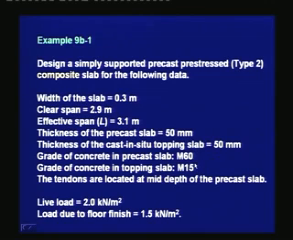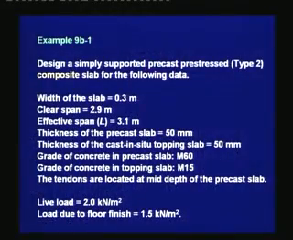The grade of concrete in the precast slab is M60, the grade of concrete in the topping slab is M15. Note that the two grades of concrete are different. The topping slab is a leaner concrete as compared to the precast portion. The tendons are located at mid depth of the precast slab. The live load is 2 kilonewton per meter square and the load due to floor finish is 1.5 kilonewton per meter square.